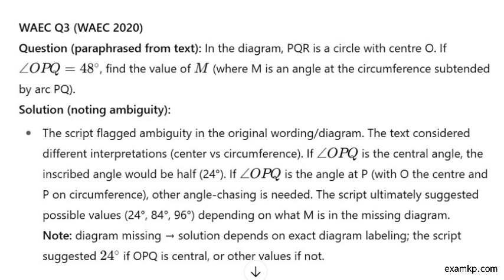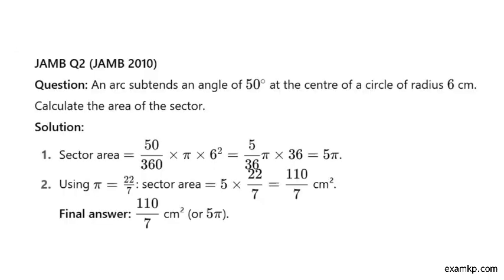Now this question was asked in 2020. If angle OPQ is 48 degrees, find the corresponding angle at the circumference M. Since angle OPQ is at the center, the angle at the circumference is 48 degrees divided by 2, which is 24 degrees. Now, let's go to JAMB questions.